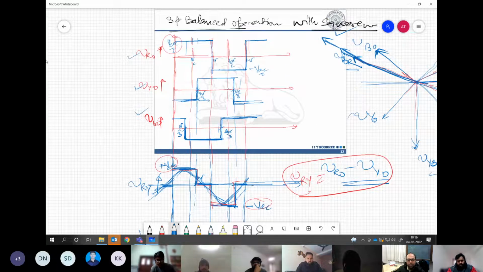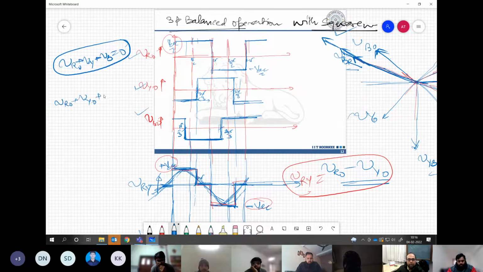See, when you say balanced supply, it means that VR plus VY plus VB, this sum is equal to 0. And basically, this is not true for the pole voltages. If you add, say, VRO plus VYO plus VBO, will you get 0? See, here it is positive, here it is negative, here it is positive. So it can never be. There are only two voltage levels.